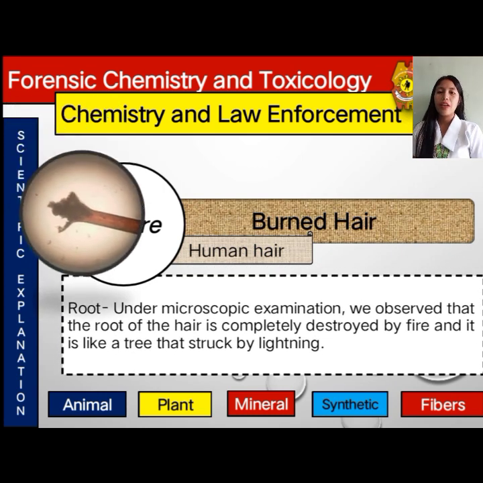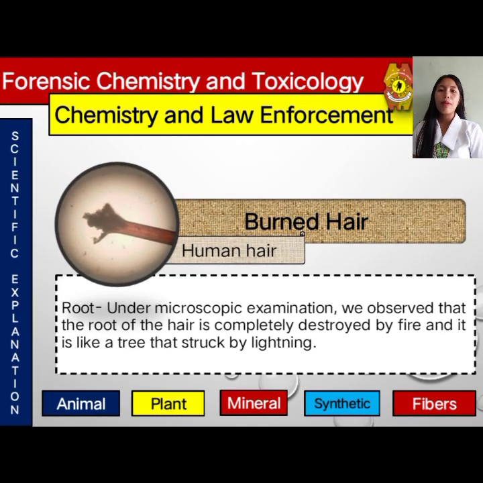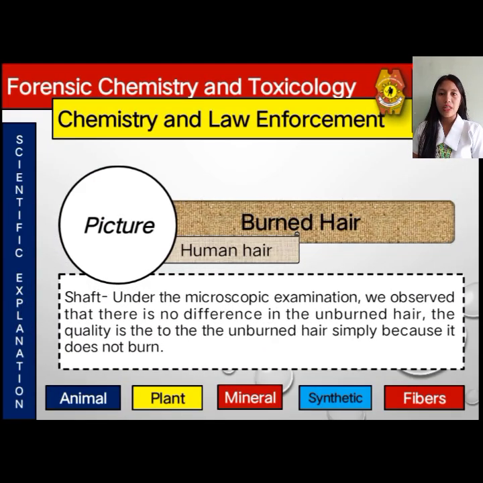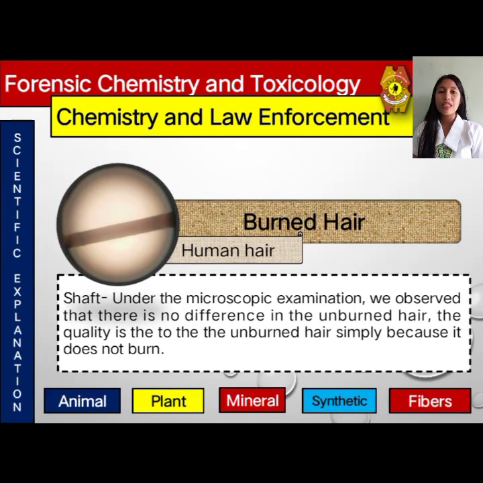Burned hair. Root. Under the microscopic examination, we observe that the root of the hair is completely destroyed by fire, and it is like a tree that's struck by lightning. Shaft. Under the microscopic examination, we observe that there is no difference from the unburned hair. The quality is the same as the unburned hair simply because it does not burn.